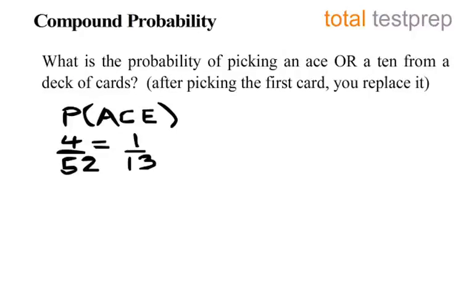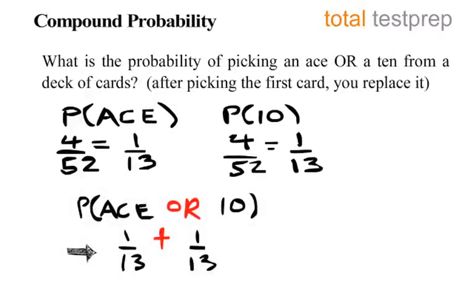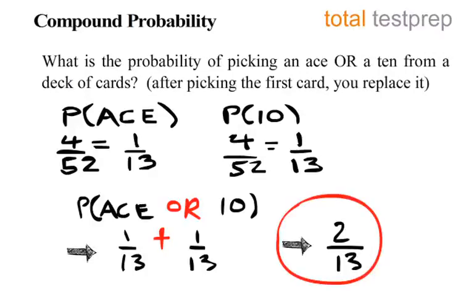So the probability of picking an ace is 4 out of 52, or 1 out of 13 when reduced. And the probability of picking a 10 is 4 out of 52, or 1 out of 13 when reduced. Since we want an ace or a 10, we're going to add. So we're going to add 1 out of 13 to 1 out of 13, and we're going to get 2 out of 13. So the probability of picking an ace or a 10 from a deck of cards is 2 out of 13, which is a lot higher than picking an ace and a 10.